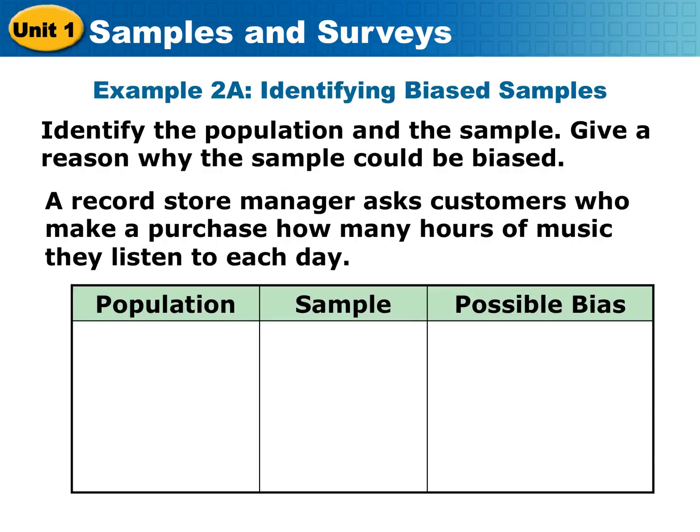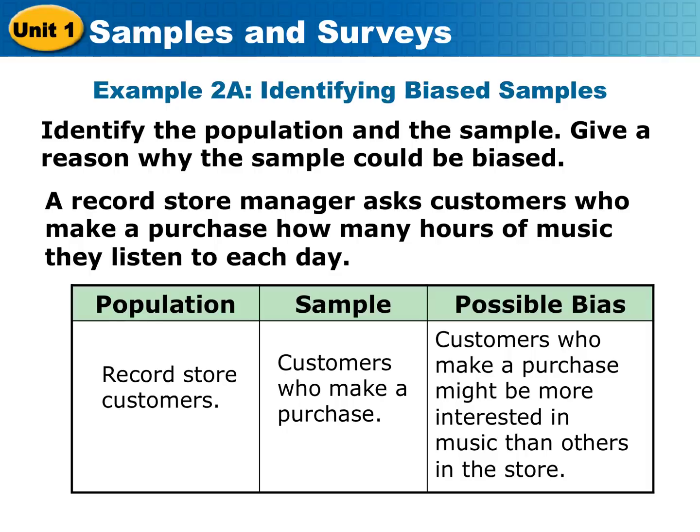Identify the population and the sample. Give a reason why the sample could be biased. A record store manager asks customers who make a purchase how many hours of music they listen to each day. Well, the population is record store customers. He's only going to survey customers, so he's not going to survey people outside the store. So that's the population. The sample is going to be customers who make a purchase.